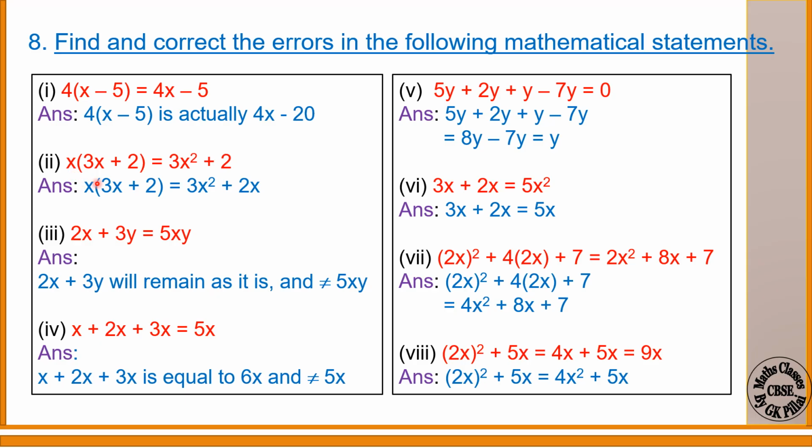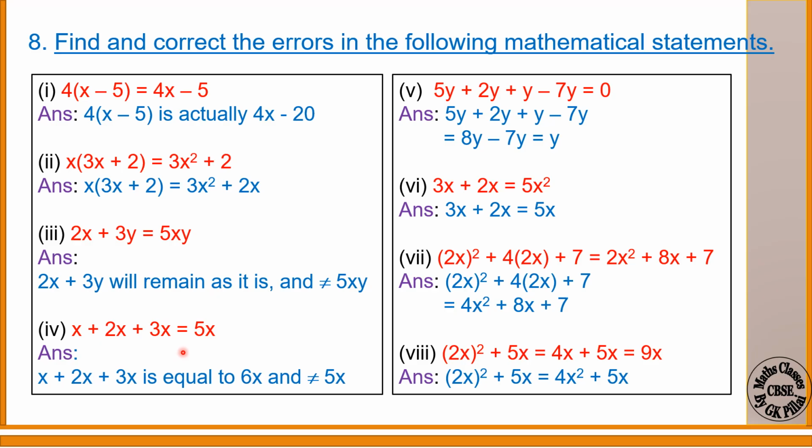The next one, x into 3x plus 2, 3x squared plus 2. You have to multiply these 2 with x also. So your answer will be 3x squared plus 2x. 2x plus 3y equal to 5xy. That's wrong. It will remain as it is.